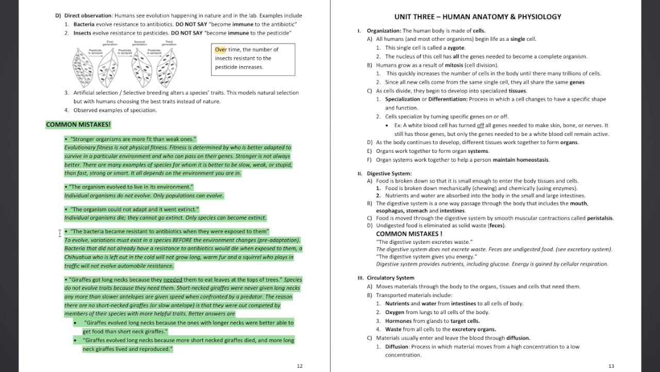The bacteria became resistant to antibiotics when they were exposed to them. False. To evolve, variations must exist in a species before the environment changes, pre-adaptation. Bacteria that did not already have a resistance to antibiotics would die when exposed to them. A chihuahua who is left out in the cold will not grow long, warm fur, and a squirrel who plays in traffic will not evolve automobile resistance.